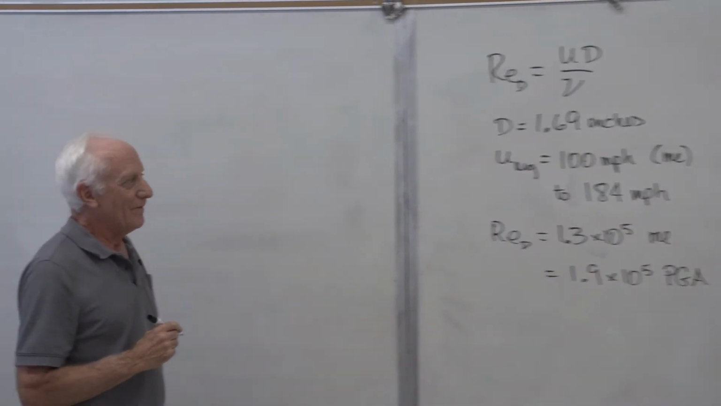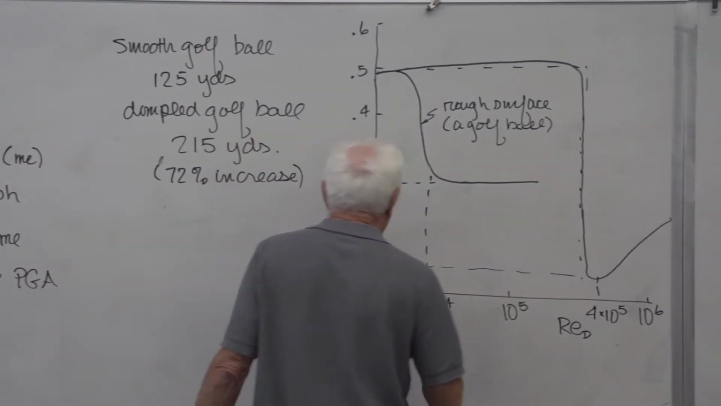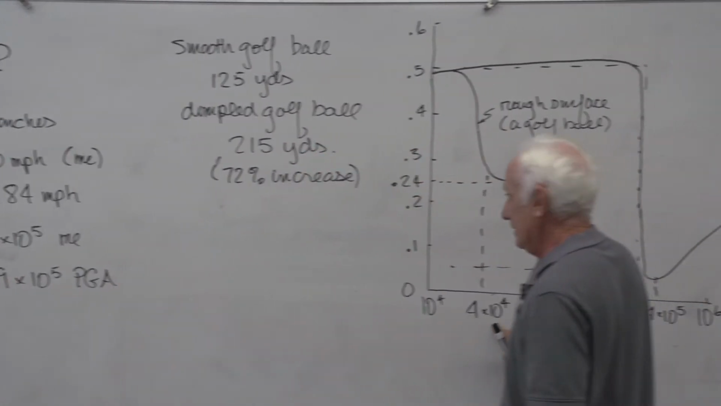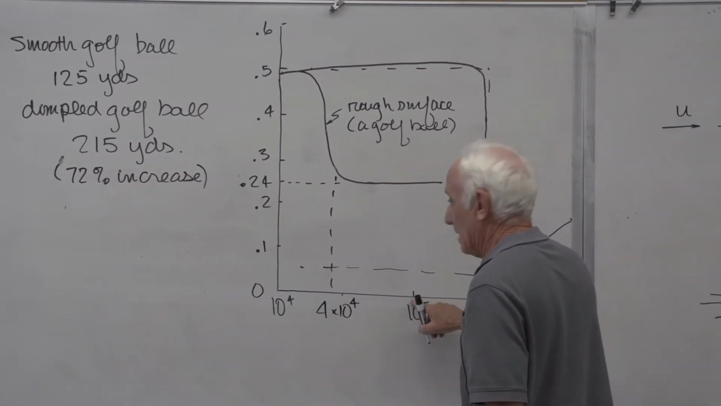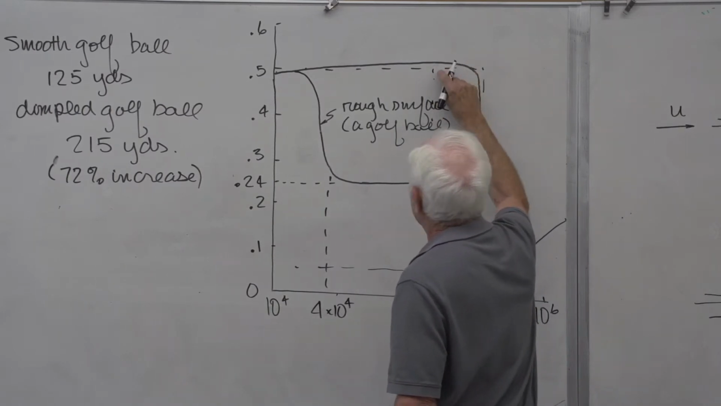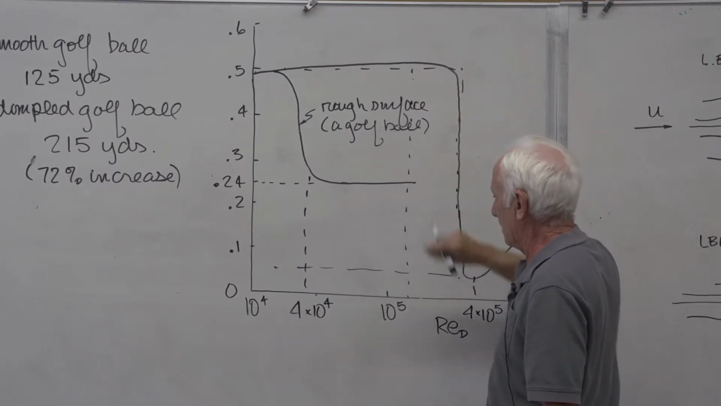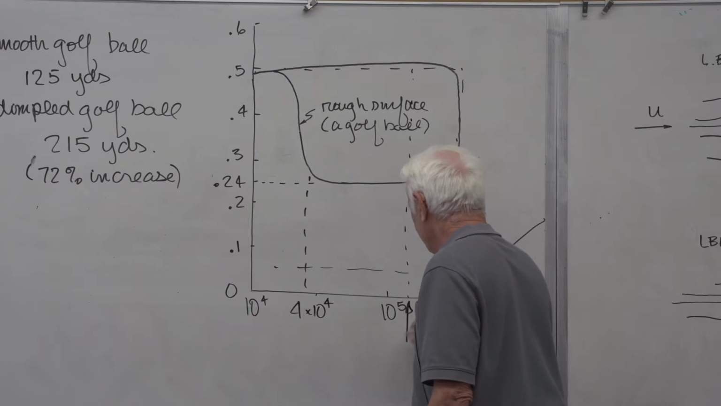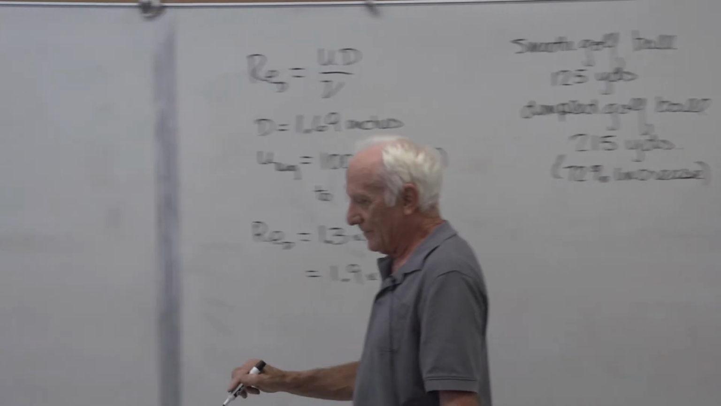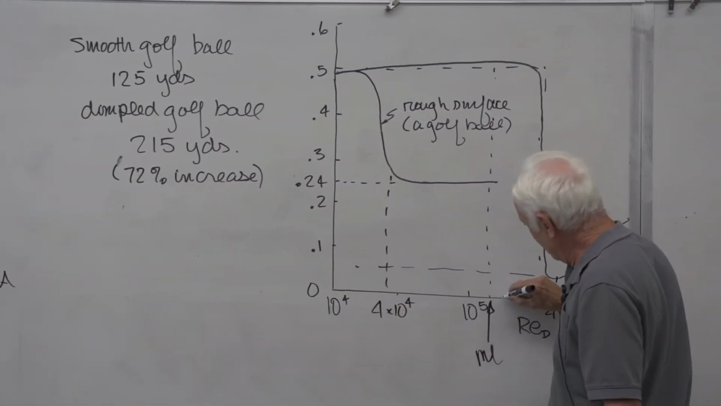Okay. Let's go to the graph. If the golf ball would have been smooth, 1.3 times 10 to the 5th. Here's 1. Here's 2. If it would have been smooth, C sub D, 0.5. But since it's roughened with dimples, C sub D, 0.24. That's me. Here's the PGA guys. PGA guys, 1.9. Oh my gosh, PGA guy, he's right there.